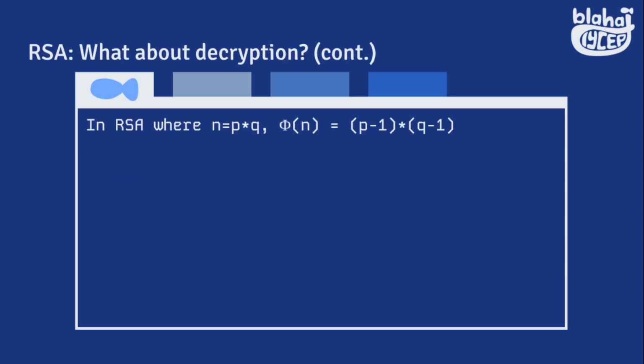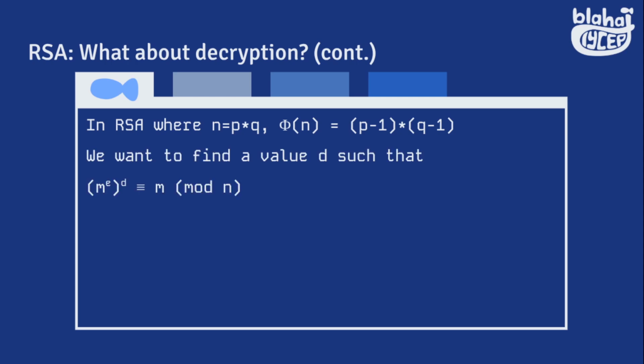So again, since n equals p times q, our phi of n is just p minus 1 times q minus 1. You'll see here on the whiteboard, I specifically picked 35 because 35 equals 7 times 5. So phi of n is just 7 minus 1 times 5 minus 1, which is 6 times 4, which is 24. Next slide. So we want to find a value of d such that when we raise m to the power of e to the power of d, we get back m.